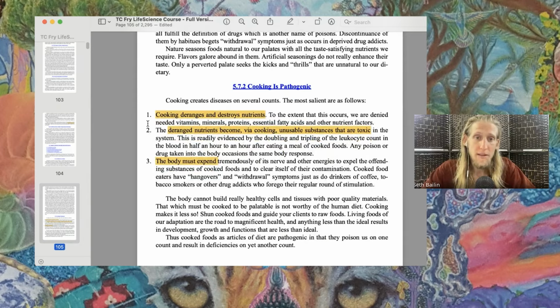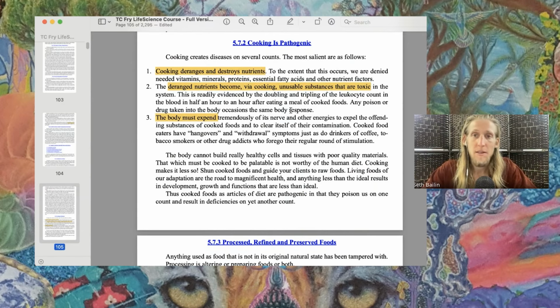Cooking is pathogenic. Cooking deranges and destroys nutrients. Deranged nutrients become, via cooking, unusable substances that are toxic in the body. And then the body has to expend tremendously of its nerve energy to expel the offending substances and to clear itself of their contamination. So life science and natural hygiene are against cooked food.